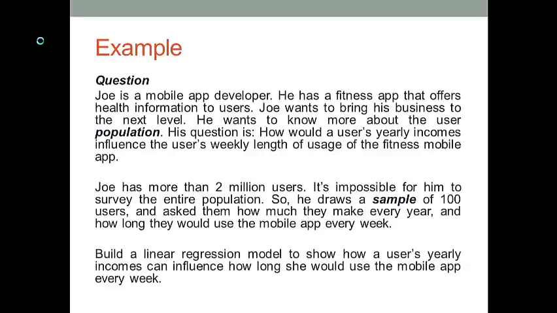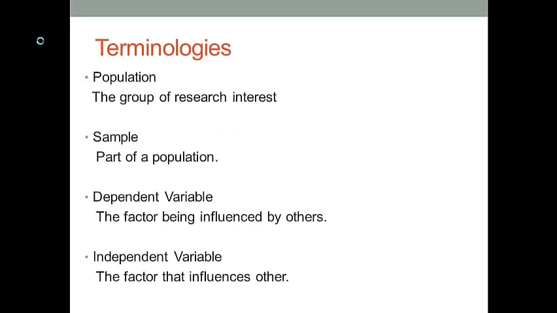Before I talk about the linear regression model, I want to introduce some terminologies to everyone. First, population. A population is a group of research interests. Corresponding to population, we have another concept called a sample. A sample is a part of a population. In our example, Joe's 2 million mobile app users is the population. That is the group we are interested in.